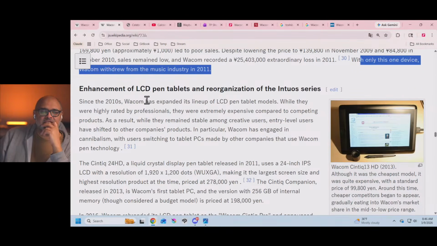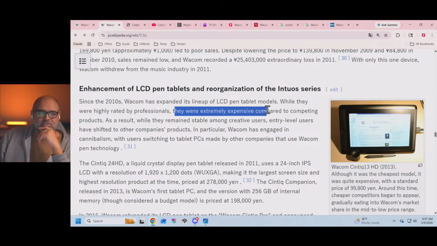Okay. Since 2010, Wacom has expanded its line of LCD pen tablets. This is starting to get now where we start coming in, like all of us sort of know what's going on. Since 2010, Wacom expanded its lineup of pen displays. Highly rated by professionals, they were extremely expensive compared to competing products. Nothing has changed. Yeah, it seems like maybe the market wasn't ready for something that expensive. I'd agree with that comment.